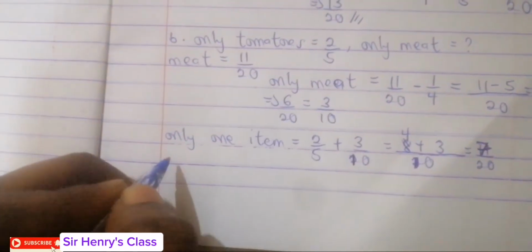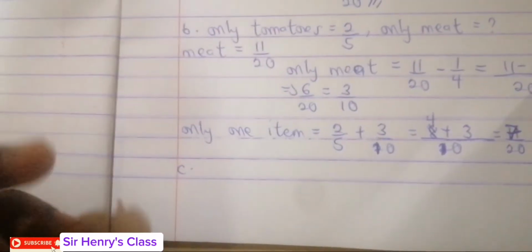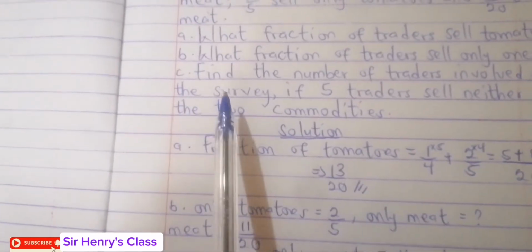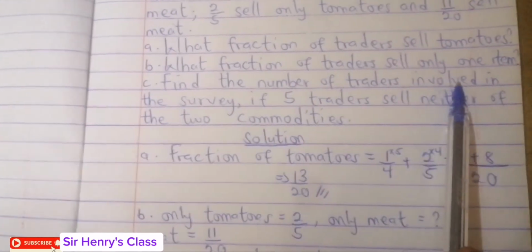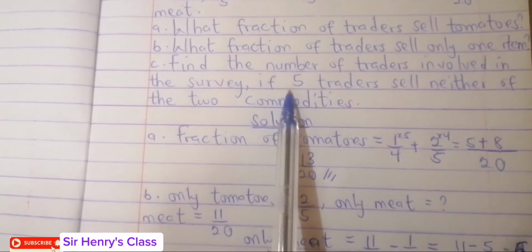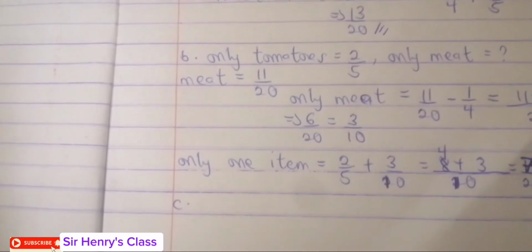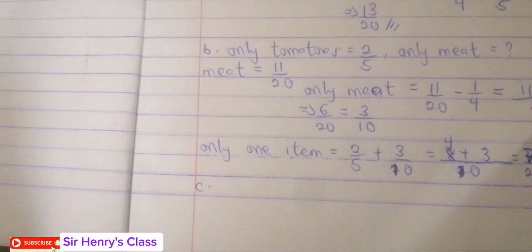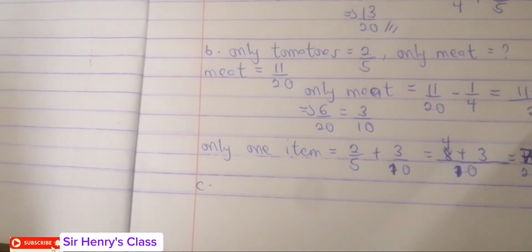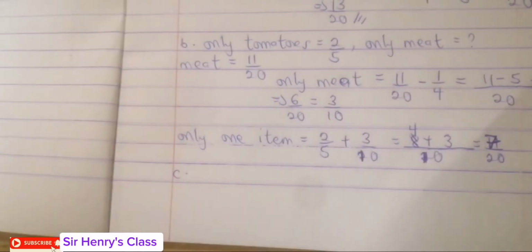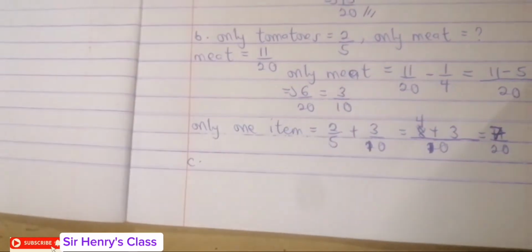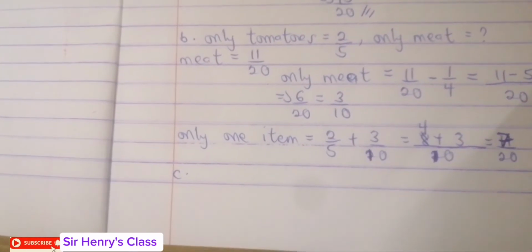Then let's go to the last one, which is C. C says that find the number of traders involved in the survey if 5 traders sell neither of the two commodities. So we need to find the number of traders involved in the survey if 5 of them sell neither of the two commodities. So here, how do we do this? It is very simple.